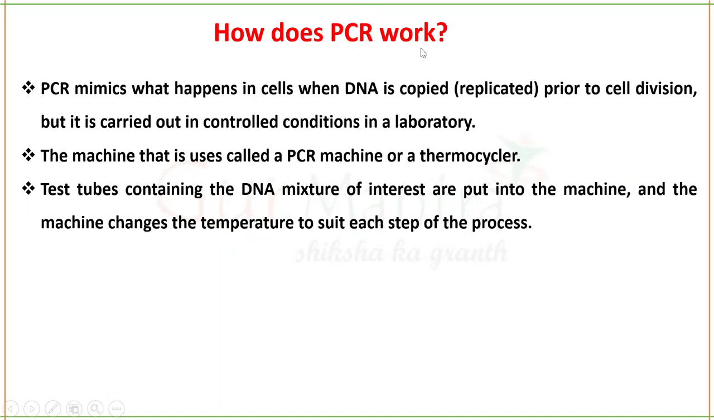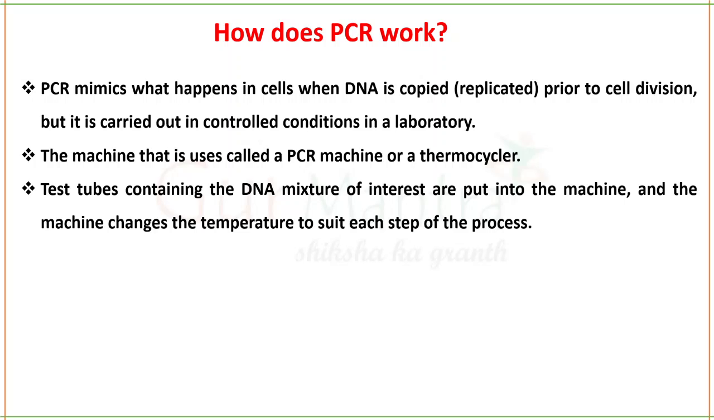So how does this work? How does PCR work? PCR mimics what happens in a cell when DNA is copied. So what happens in a cell when DNA is copied? Replication, cell division. One cell is divided into two daughter cells. This is what happens in cell division. So PCR also copies the same mechanism, but this happens in controlled lab conditions.